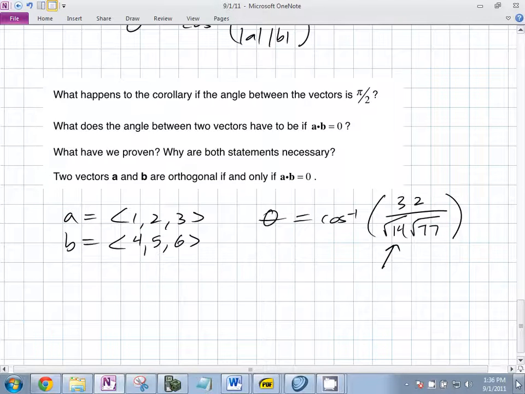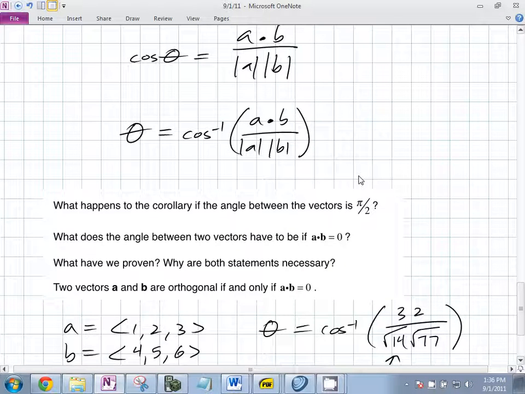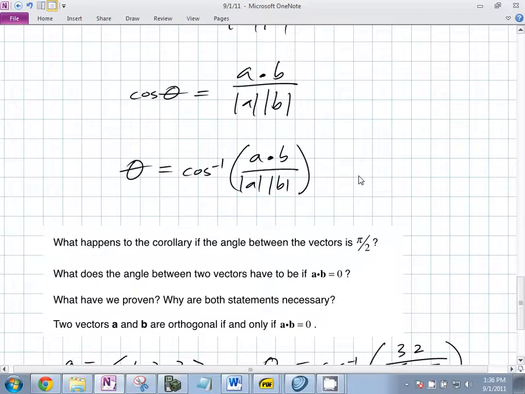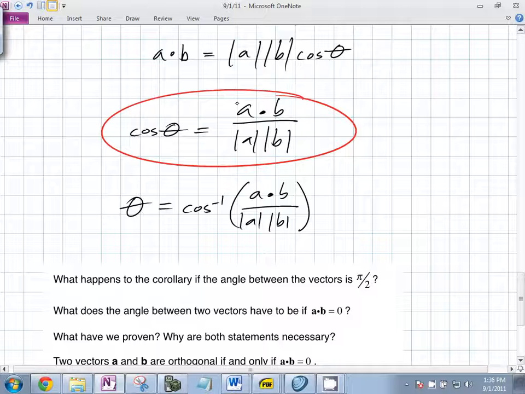Okay. What happens though, this is the first big question, what happens if the angle between the vectors is pi over 2? What happens to the corollary, and when I say the corollary, I mean this right here. What's cosine of pi over 2? 0. Yeah, that is a nice number, that's correct. Cosine of pi over 2 is 0. So what happens to the corollary here?